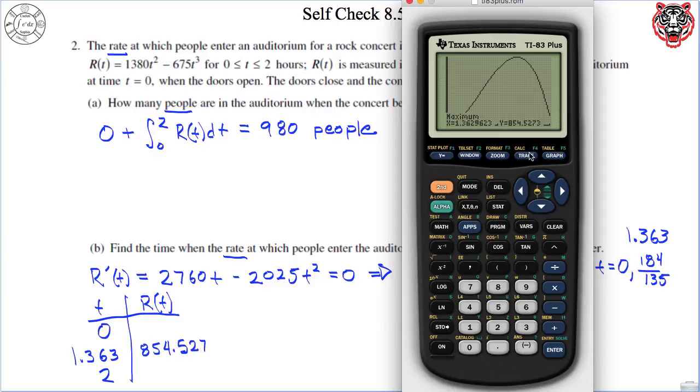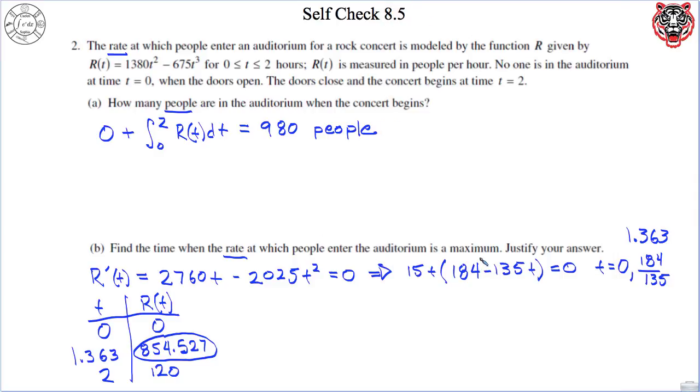At 0, if I go to trace and I hit 0, my rate is 0, so that's definitely not a maximum. And it doesn't look like my maximum is at 2 either. If I hit 2, my rate is, oh, exactly 120. And our answer is here. Look at that. That's the biggest rate. So again, the question is asking for where the rate is at the maximum. So find the time. We're really looking for the time.